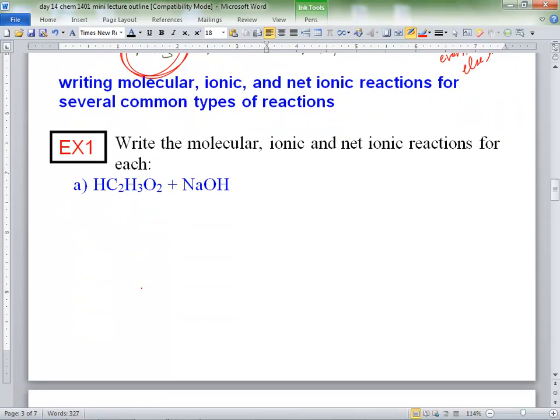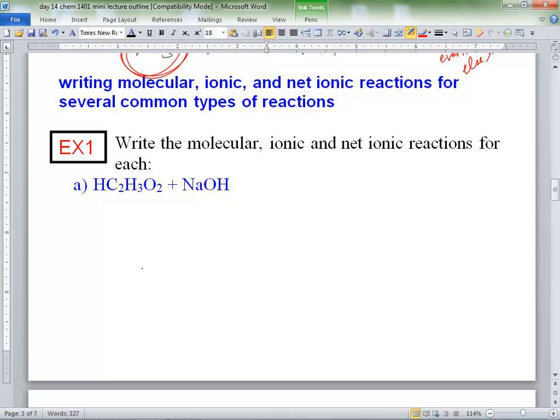Okay, let's try one of these. Let's do this one together. Now everything's free game here. I can have solubility in there, and I can have reactions 1 through 4. So, Dulce, which one is this? Now you should have that cheat sheet. If you don't have it, tear it out of your book. It's not going to do any good sitting in there. Which reaction is this?